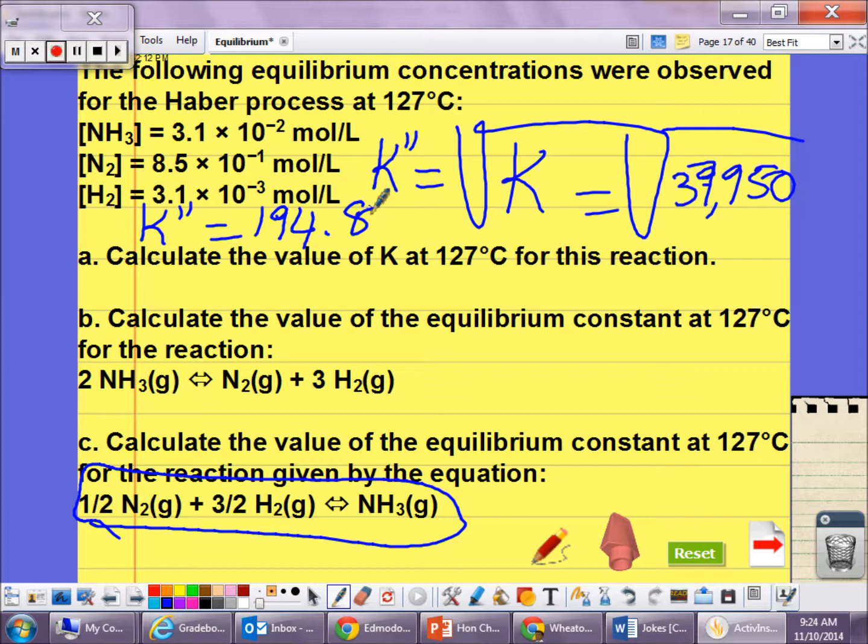All right, so you can see how you can save time on the test. Some students would take their time and use the coefficients from that new balanced equation to find K. But if you see it is the reverse of the original equation, you just get the inverse of K. If it's double, you get the square. If it's half, you get the square root of your K.